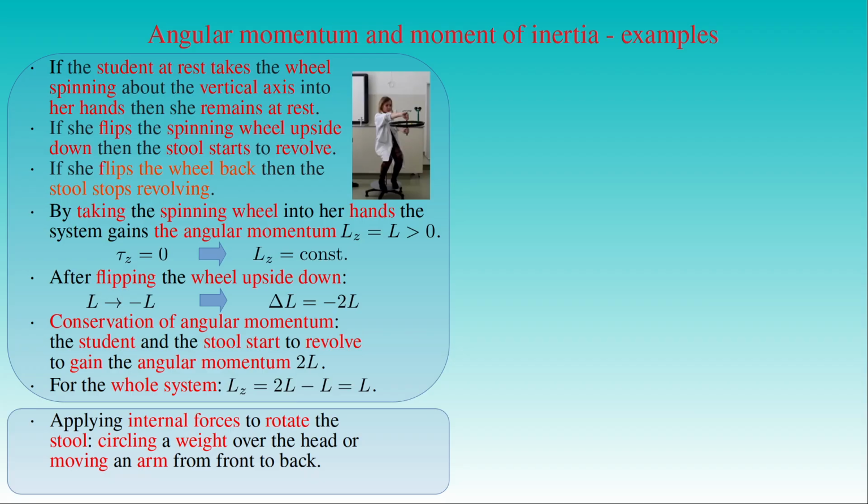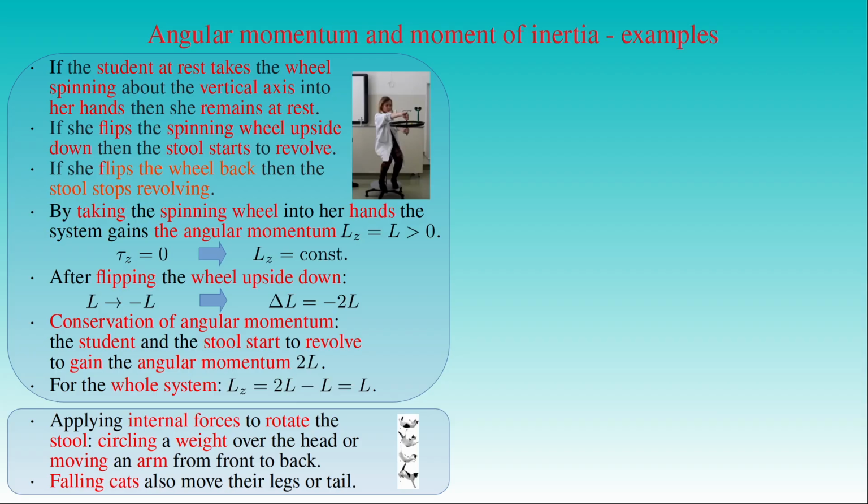For example, if she raises one of the weights in her hands over her head and circles with the weight, then the stool starts to revolve in the direction opposite to the direction of the motion of the weight along its circular path. The revolving stool can even be rotated by a given angle without using the weight if the student repeats the following sequence of motion with one of her arms. She spreads out one arm forward and moves her outstretched arm behind her back in the horizontal plane, then folds it.